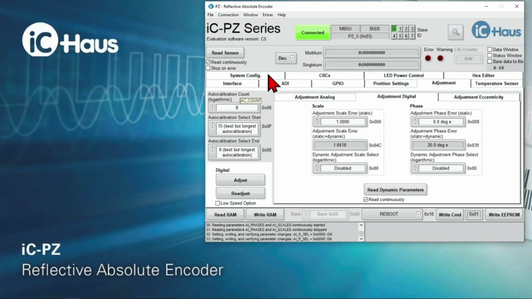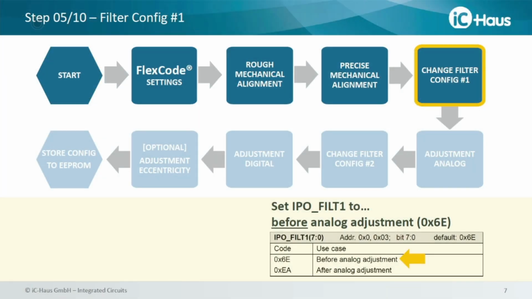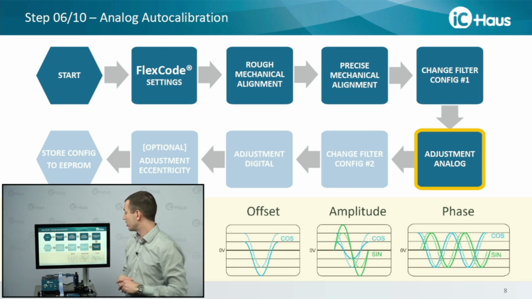Going to the System Config tab here. Going to the Interpolator section on bottom, and it's already per default hex 6E, but I'd like to show this. We will need this later. I'm clicking the Before Analog Adjustment Filter parameter. And we are done with this step. Quite quick preparation step to get ready for the analog adjustment or auto calibration.